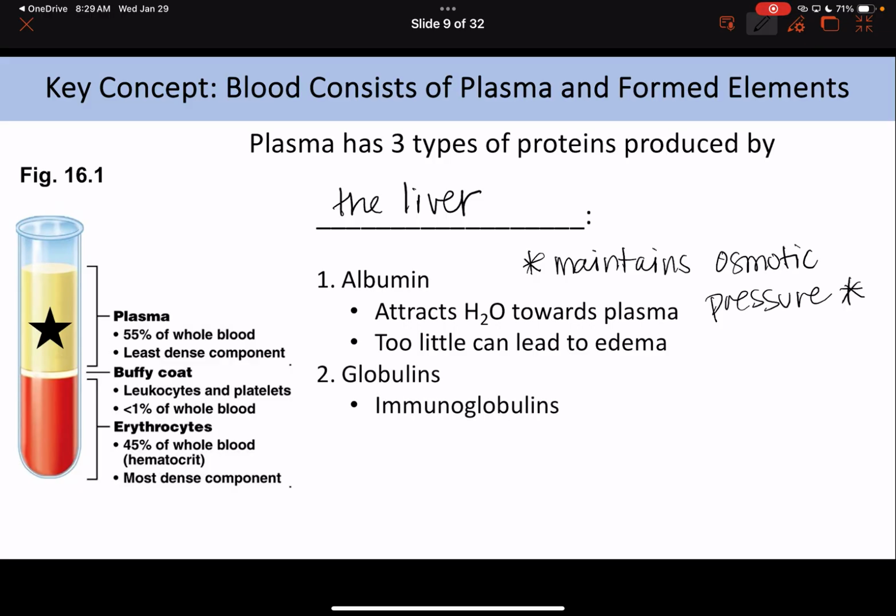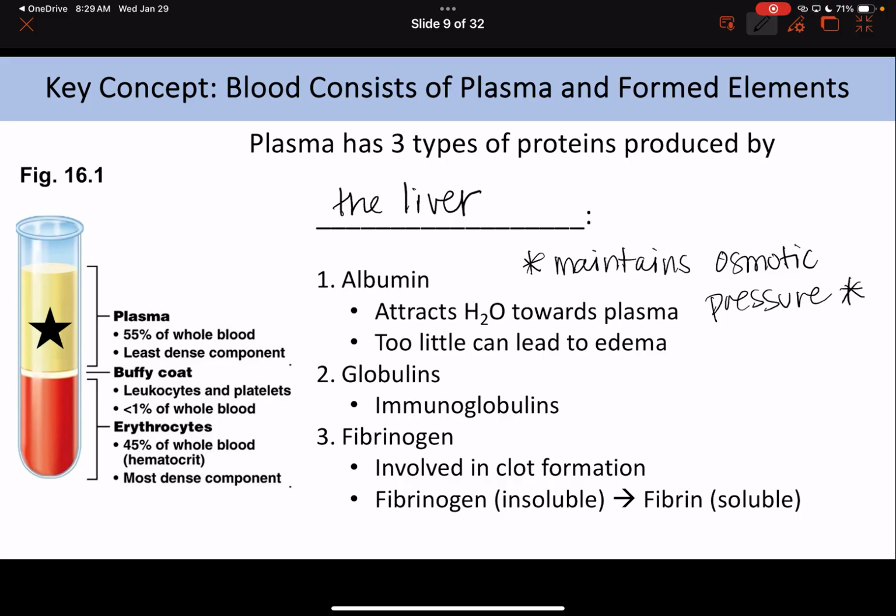Another type of protein that the liver makes for the blood are globulins. Now, there are different kinds of globulins. We have alpha, beta, gamma, but we're going to focus just on immunoglobulins. These are going to be our antibodies. And then fibrinogen is the last one. It's involved in clot formation.